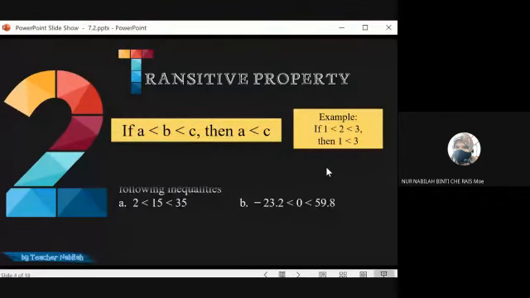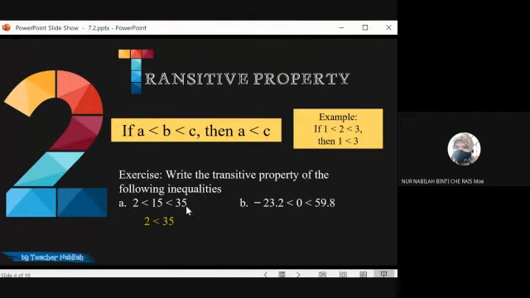For example, write the transitive property of the following inequality. A: 2 less than 15 less than 35. So we can write down as 2 less than 35. This is transitive. You just take the first one and then the third one. And then negative 23.2 less than 0 less than 59.8. So we can write down as negative 23.2 less than 59.8. This is transitive.